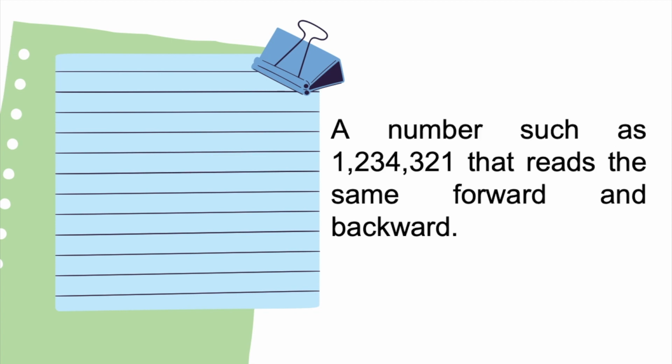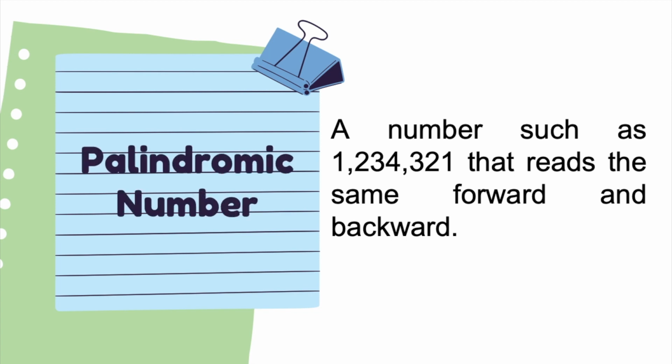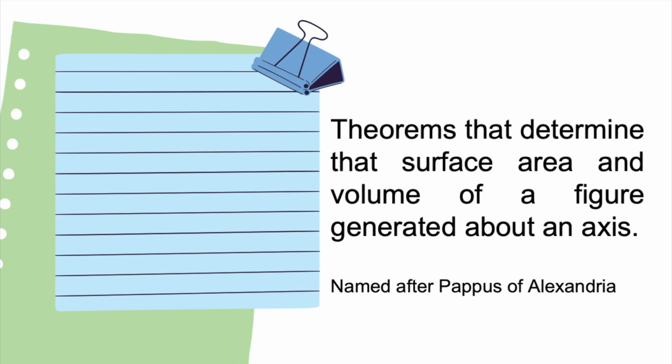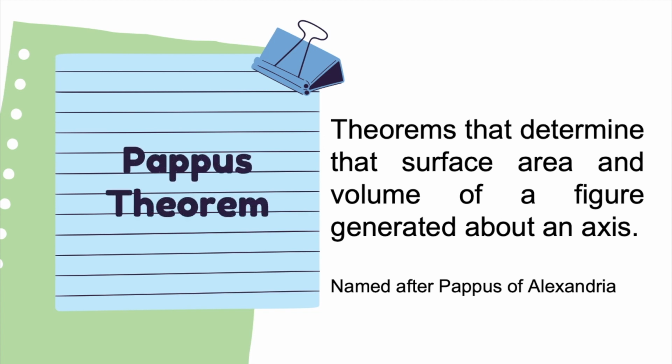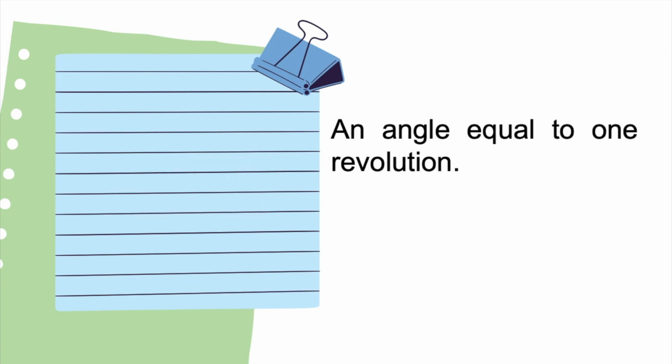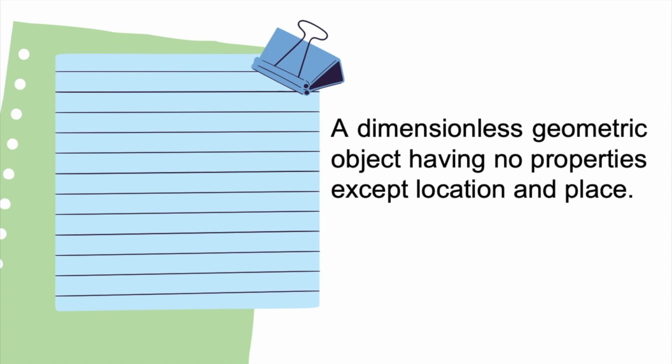A number such as 1,234,321 that reads the same forward and backward. Palindromic number. Theorems that determine the surface area and volume of a figure generated about an x-axis. Pappus theorem. An angle equal to one revolution. Paragon. A dimensionless geometric object having no properties except location and place. Point.